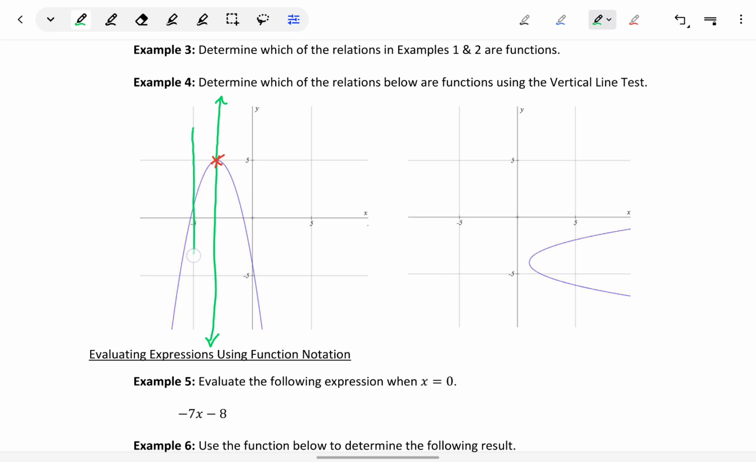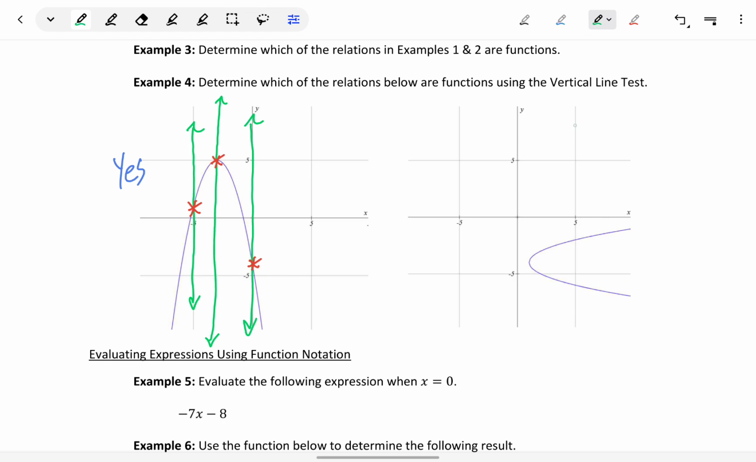And for this first graph, there's no vertical line that we can draw that would intersect the graph more than once. Doesn't matter where we plot those, we would only ever hit the graph once. So this first graph is a function because every x value is paired with a unique y value.